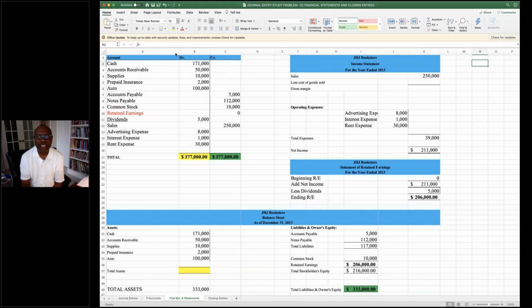Y'all might be shy today. I'm sorry. I was doing something while you were going over there, so I'm going to be honest. I literally don't know how to do it. So closing entry 1, what will we debit in closing entry 1?